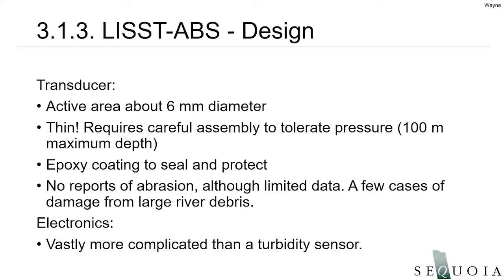We won't go into the electronics in detail here. The electronics on a turbidity sensor aren't trivial when you're dealing with the small analog signals and ambient light, but suffice it to say that the electronics associated with driving an acoustic transducer and dealing with the time gating of the response and averaging at very high rates makes the electronics much more complex in the ABS compared to a turbidity sensor.